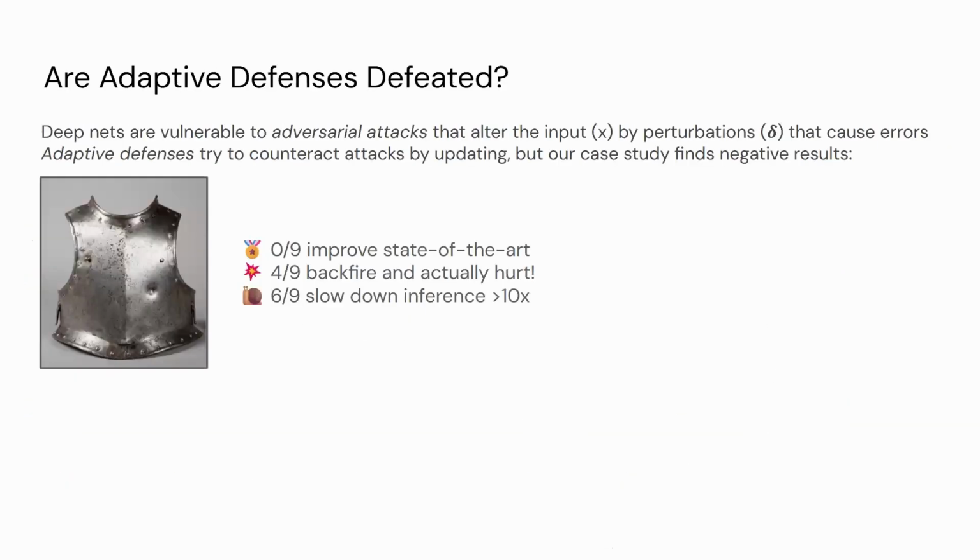So that sounds a bit gloomy. We could ask, are adaptive defenses totally defeated? Because 0 of the 9 are better than the state of the art. Half of them actually backfire and are worse, and 2/3 are slower. I'd say it's dented, but it's not over. We're not done for, right? There's still things we can do.